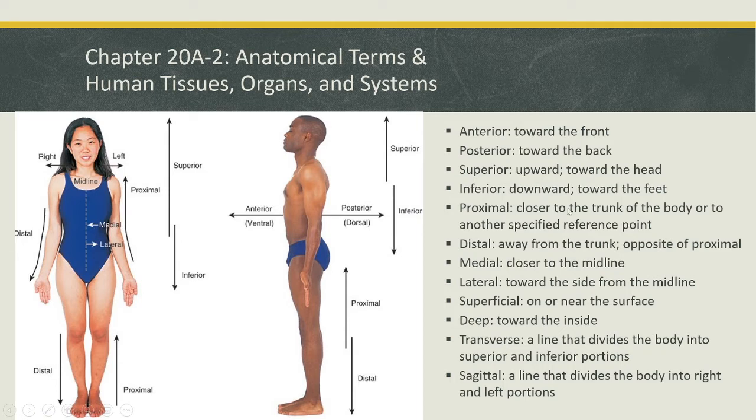Proximal, closer to the trunk of the body or to another specified reference point. So we could say that the knee is superior to the shin, but we could also say that the knee is proximal relative to the shin. In other words, the knee is closer to the trunk than the shin is. Okay, so proximal versus distal. So distal is the opposite of proximal. Proximal and distal are two terms that both come up when you're talking about stuff that is attached to the trunk. So usually you're talking about bones or ligaments or muscles that are on your arms or legs.